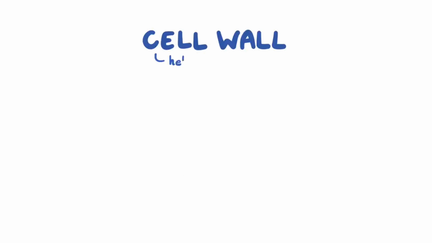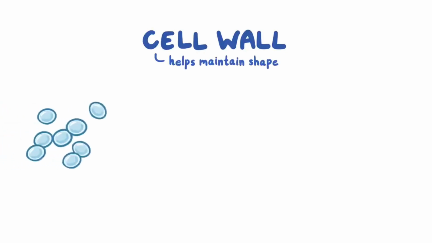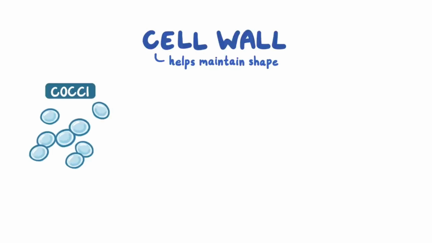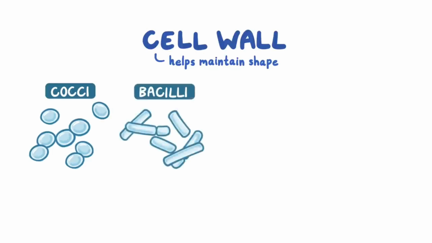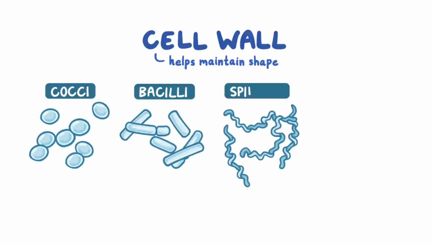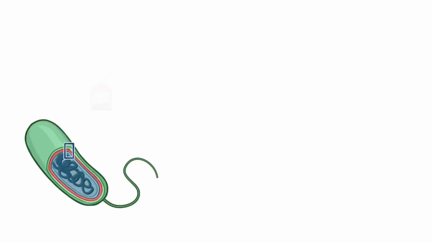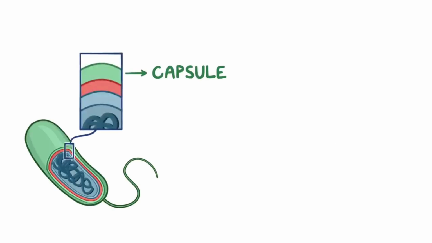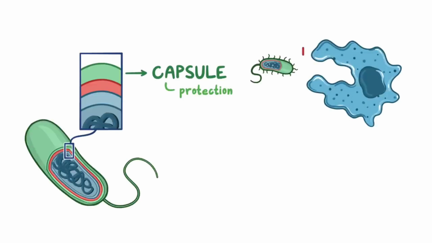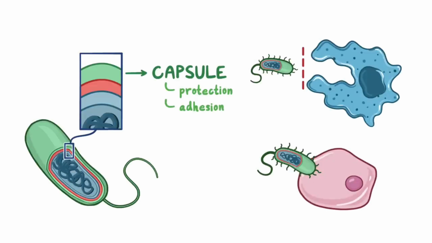Moving to the cell wall, which helps to maintain the shapes in the form of cocci, bacilli and spirilla, and the last one has no fixed shape, which is called pleomorphic. Talking about the capsule of the cell wall, which protects against other cells, has adhesion and is virulent in nature.